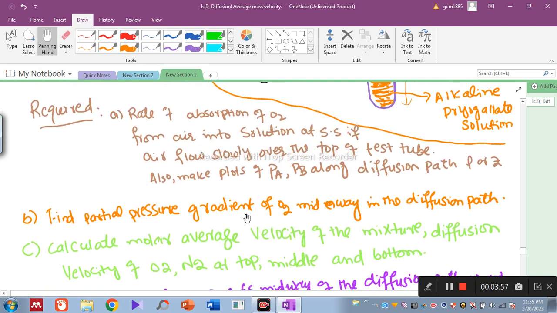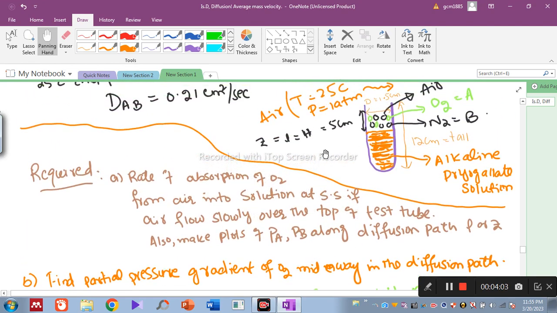Find the partial pressure gradient of oxygen. The second part is to find the partial pressure gradient of oxygen midway in the diffusion path. So what will be the partial pressure gradient of oxygen at this midway? This is 0 centimeter, and this is 5 centimeter. It is starting from this position, and this is 5 centimeter, and this is the middle, 2.5. So what will be the partial pressure gradient of oxygen in this middle position? So we will find this one.